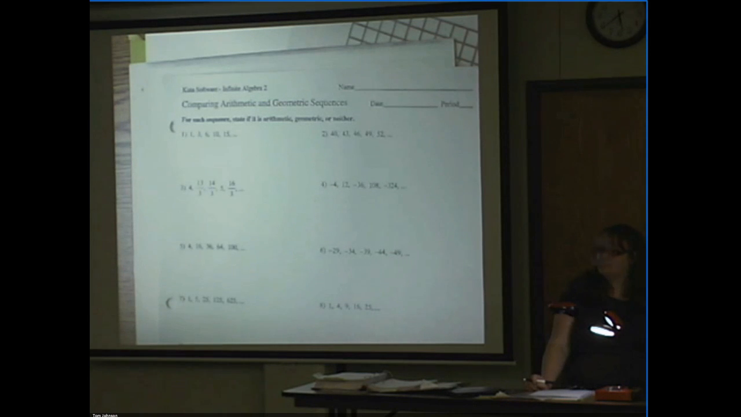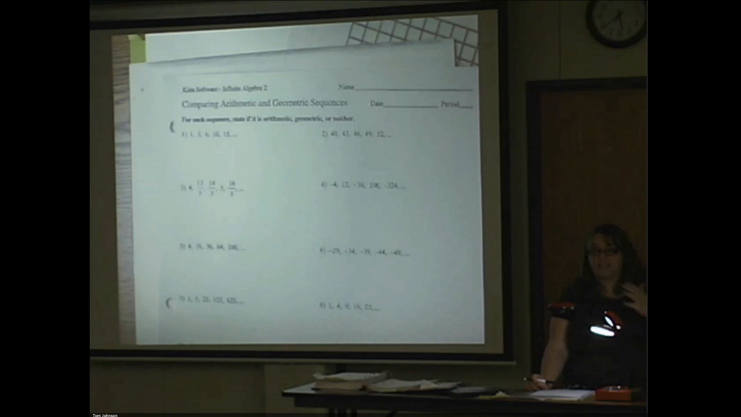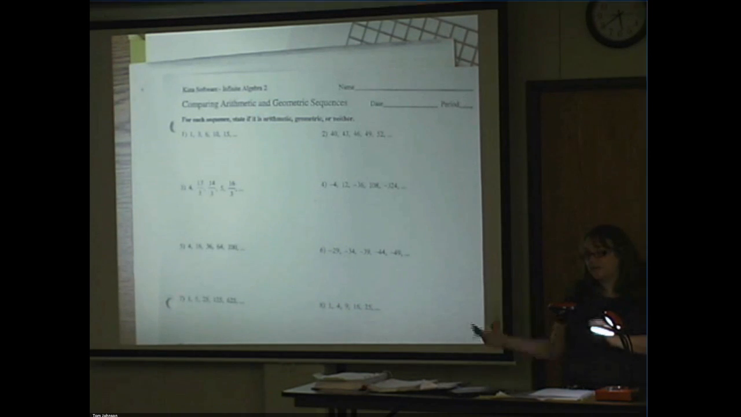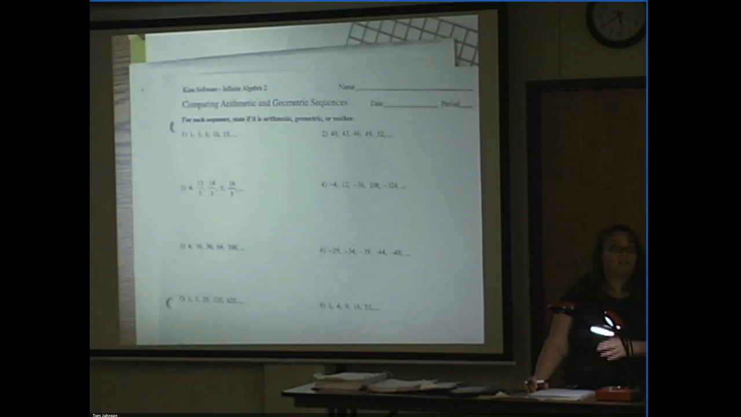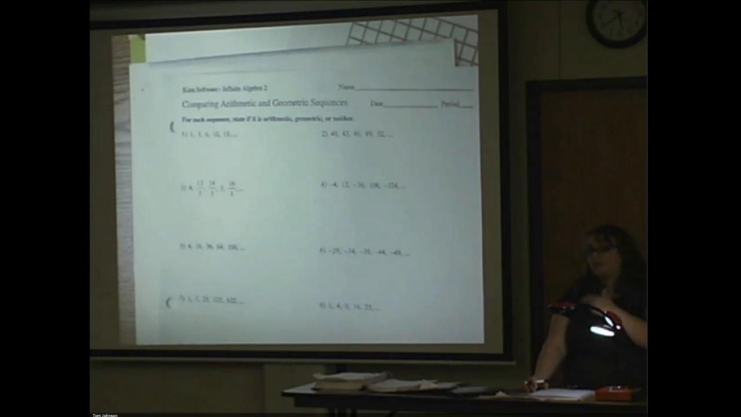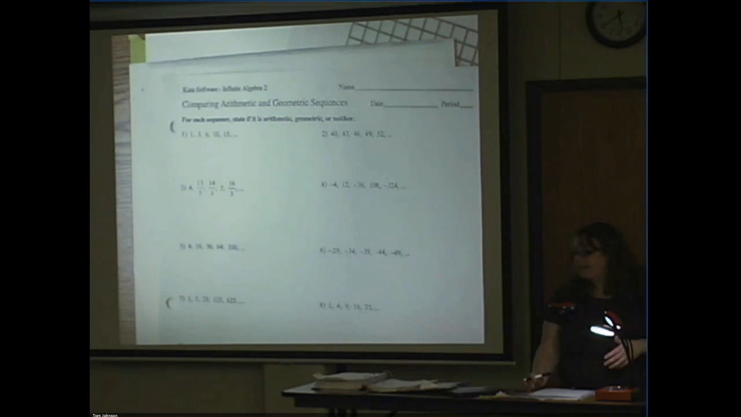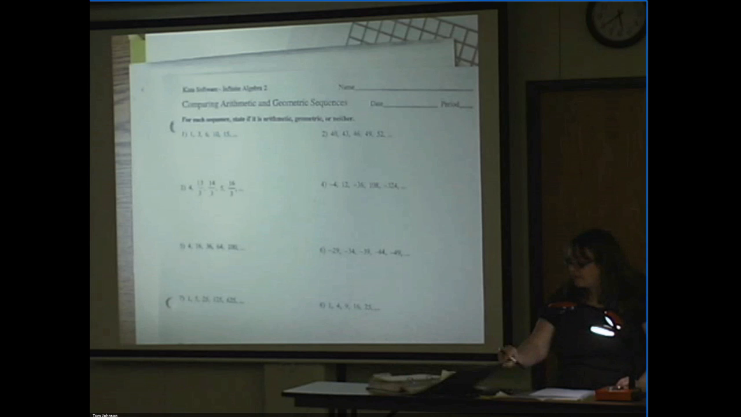Really the big difference between the two is that an arithmetic sequence is when you're adding or subtracting the same number over and over again. To move from one number to the next, you've added something or subtracted, and then you continue that. Geometric, the pattern is that you constantly are multiplying or dividing by the same number. So arithmetic is adding and subtracting, geometric is multiplying or dividing. And then neither would be if it doesn't fit into either qualification.